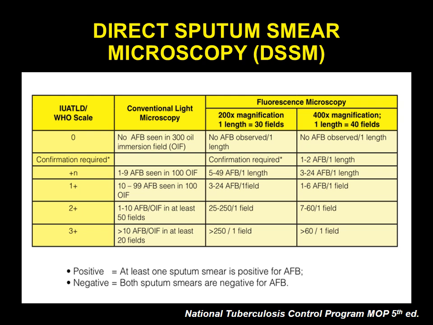Two sputum specimens of good quality should be collected, either spot one hour apart or spot early morning, depending on the patient's preference. DSSM is positive if at least 1 smear is positive for AFB. DSSM is negative if both sputum smears are negative for AFB.